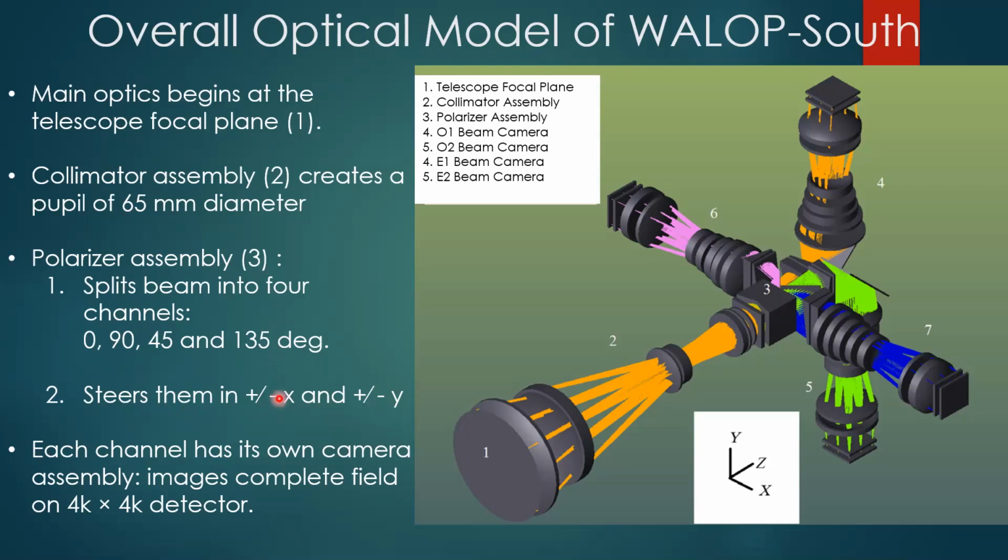In itself, the polarizer assembly consists of multiple components, including glass wedges, half-wave plates, Wollaston prisms, polarization beam splitters, and mirrors. Due to lack of time, I have not included the detailed design of the polarizer assembly. But if there's a question on that, I have a supplementary slide, and I can talk about that. It acts as a beam splitter and beam steerer for the whole instrument. Once this polarizer assembly has segregated the four channels, each channel has its own camera, which is again a set of optics that images the complete field on a 4K by 4K detector.